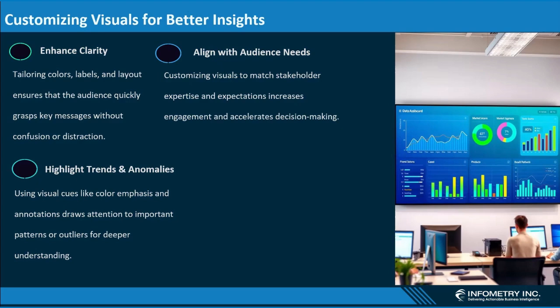Then finally, highlighting trends and anomalies. As we have seen in our previous slide, visuals become truly insightful when they highlight patterns, trends, and anomalies. Color, emphasized annotations, or even dynamic interactive elements can draw attention to key outliers, whether it's an unexpected spike or a sudden drop in performance. These design choices help analysts focus on what matters the most. So that's all from this section. Let's move on to our next slide.